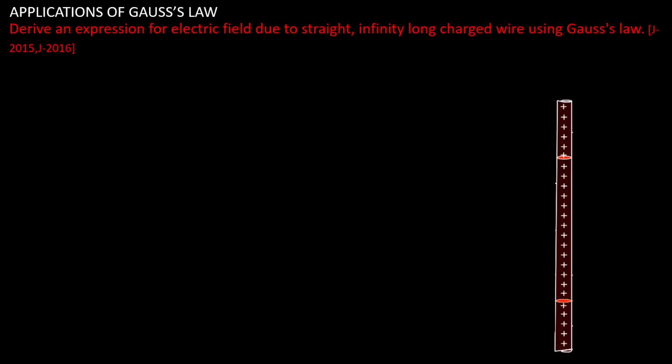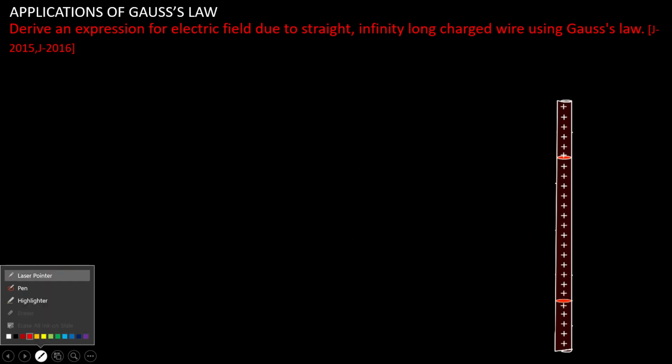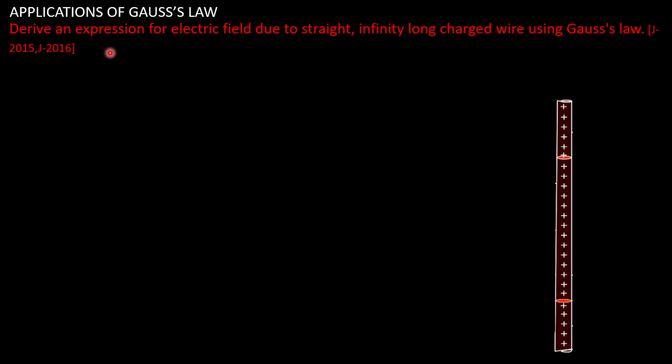Okay, today we are going to learn an important derivation for the board exam. So here is the derivation. We are going to learn how to derive an expression for the electric field due to a straight infinite long charged wire using Gauss law. Here there are three important terms, that is electric field. We are going to find the expression for the electric field for an infinite long charged wire, and we are going to use Gauss law for this.